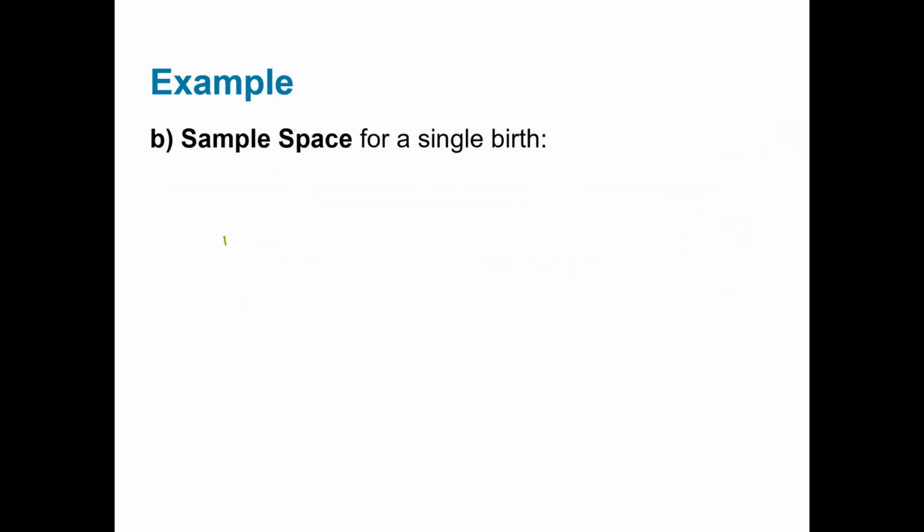All right, let's list the sample space. So a sample space lists all possible outcomes, all of the simple events. So for a single birth, the sample space is going to be a boy or a girl, right? That's all that could happen. So the sample space is boy, girl. 2 outcomes. It gets a little trickier for 3 births.